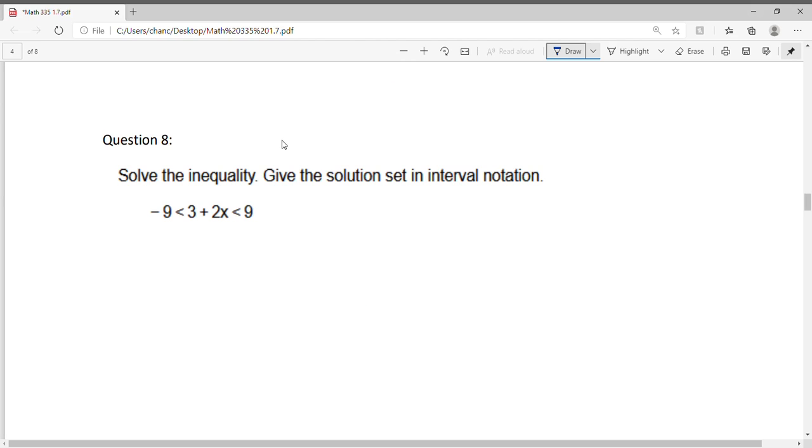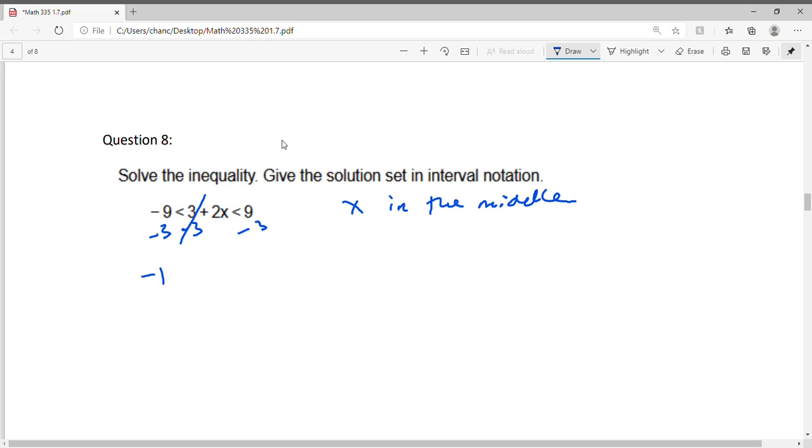Let's get started. Question 8. Solve the inequality. Give the solution set in interval notation. For these compound inequalities, let's keep the x in the middle. Since we have two inequalities, let's make sure the x is in the middle. I will subtract 3 from all three sides.